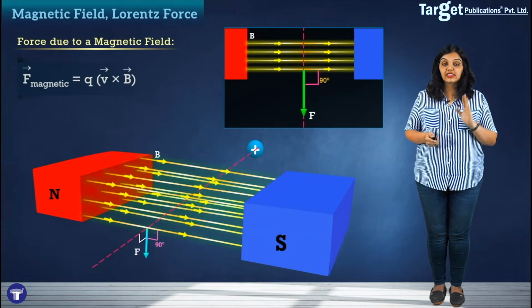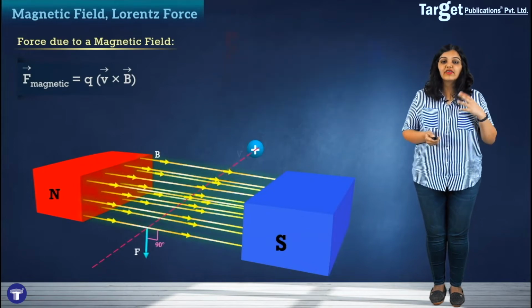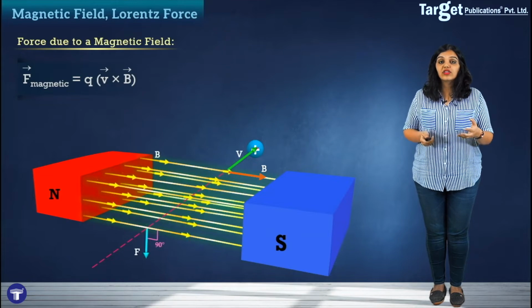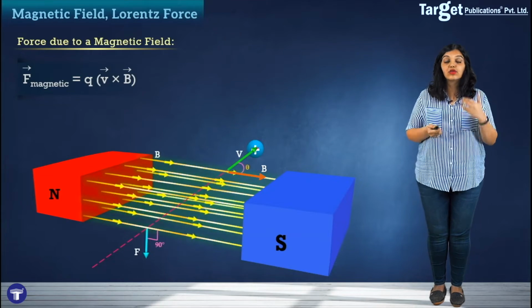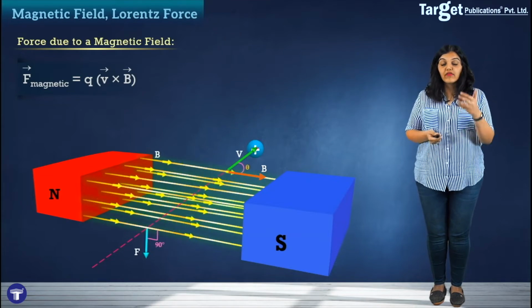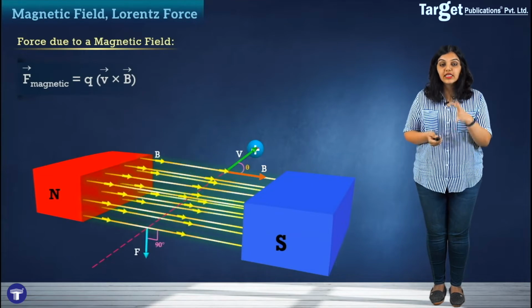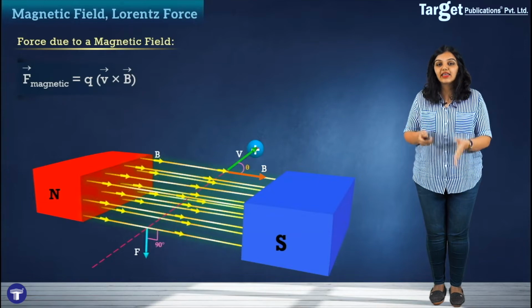So the direction of the force is always perpendicular to the velocity and always perpendicular to the magnetic field itself. But this does not mean that the velocity and the magnetic field are always 90 degrees to each other. No, the velocity could be at any angle to the magnetic field. And because V and B enter this equation as a cross product, it means that the force will also depend on the angle between them.